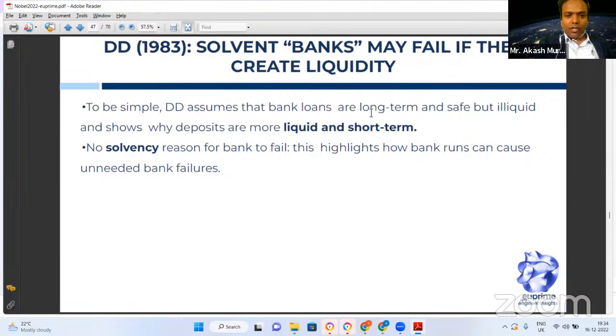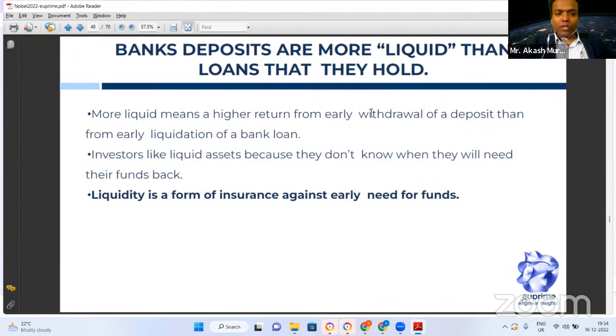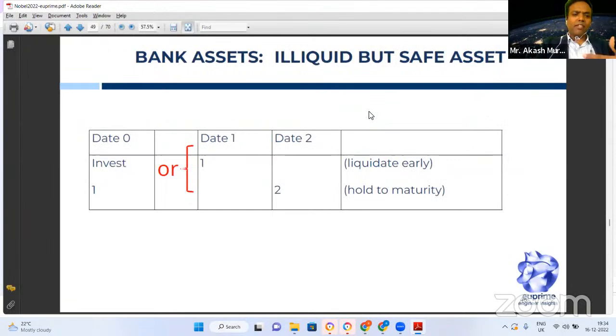As a result, this Diamond-Dybvig model essentially pools it in a manner in which, and they give precise values as to how, liquidity is created in the system. So, this is what was being described. There are three time periods. At the time period at which you put 1 rupee, you get 1 rupee back at date one with early liquidation, or you hold till maturity and you get 2 rupees back.